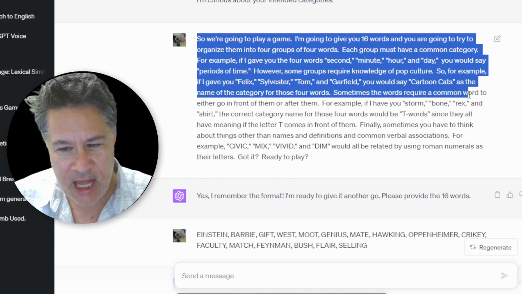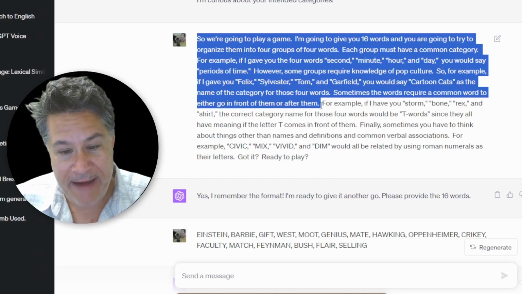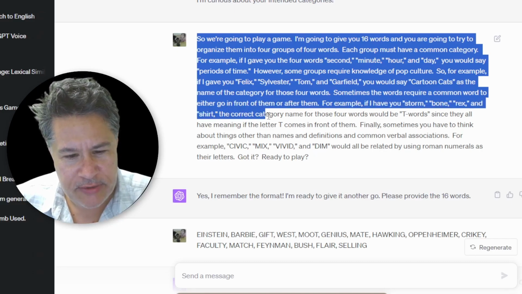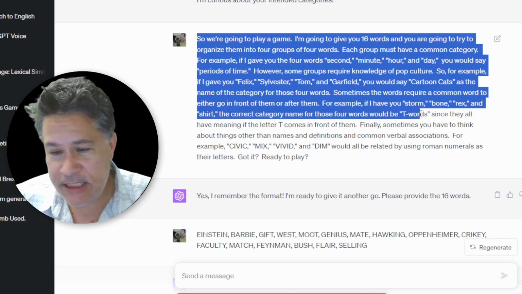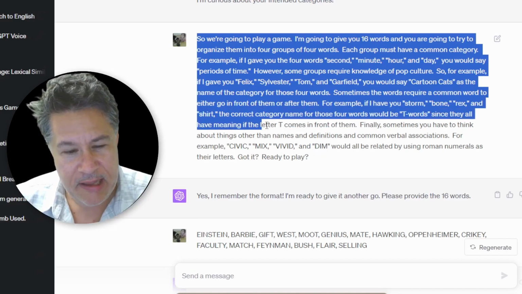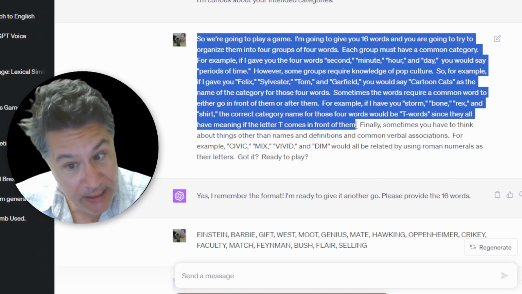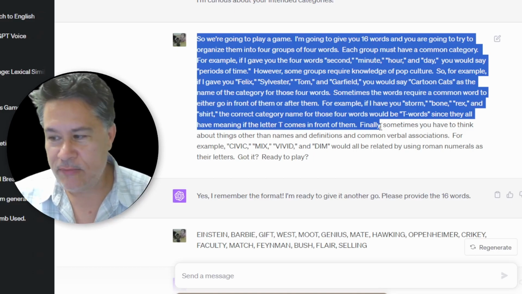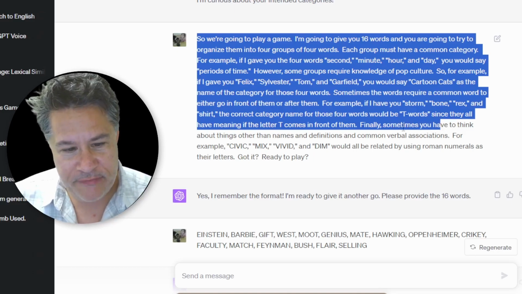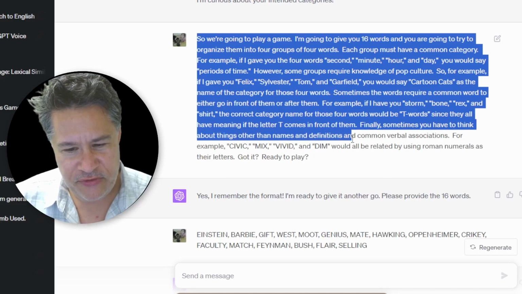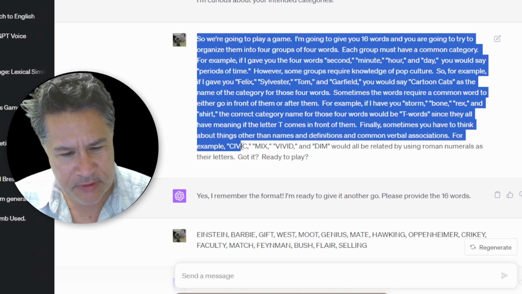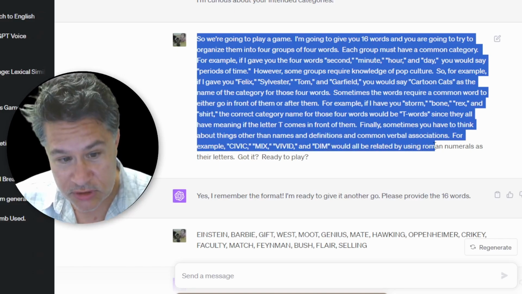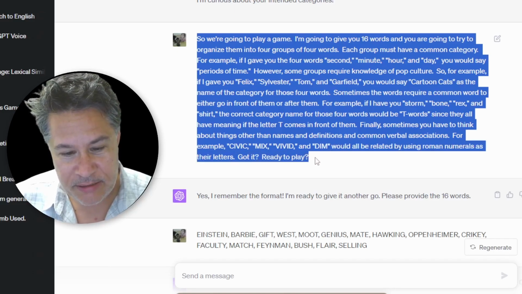Sometimes the words require a common word to either go in front of them or after them. For example, if I gave you Storm, Bone, Rex, and Shirt, the correct category name for those 4 words would be T words, since they all have meaning if the letter T comes in front of them. Finally, I want to give it most of the scenarios that we encounter. Sometimes you have to think about things other than names and definitions and common verbal associations. For example, civic, mix, vivid, and dim would all be related by using Roman numerals as their letters. Got it? Ready to play.